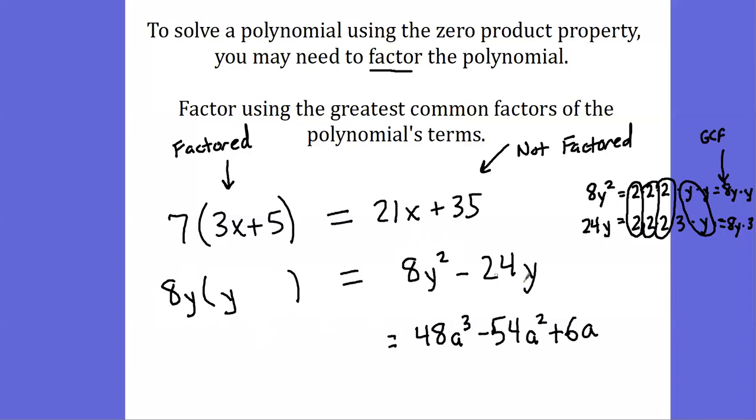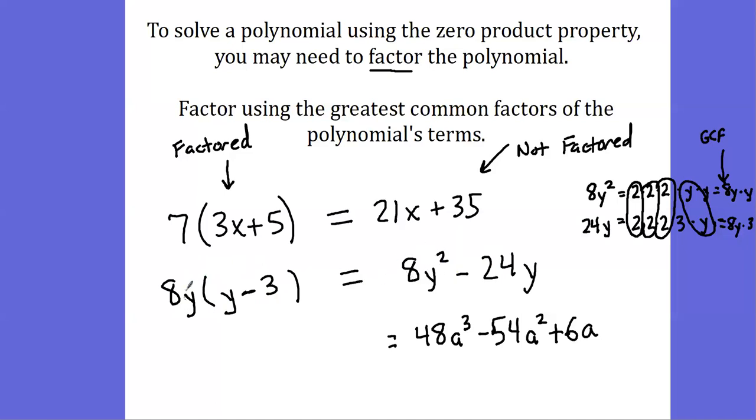With my other part, I have this 24y. If I'm pulling out an 8y, I'm dividing this by 8y. 24y divided by 8y would be 3. And we want to make sure we get the right sign in here. This is minus 24y, so this is going to be minus 3. Always do a quick check after you factor, because people tend to be a lot more comfortable with the distributive property than they do with factoring. That's a way to always catch your mistakes. So if I do 8y times y, that's 8y squared.